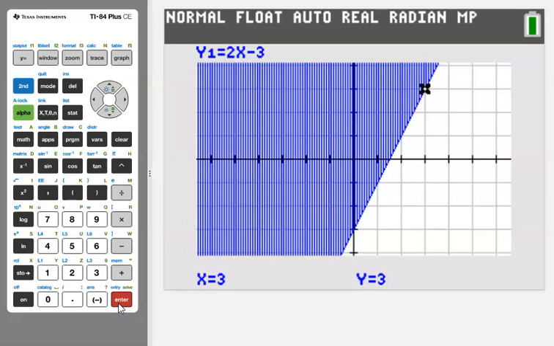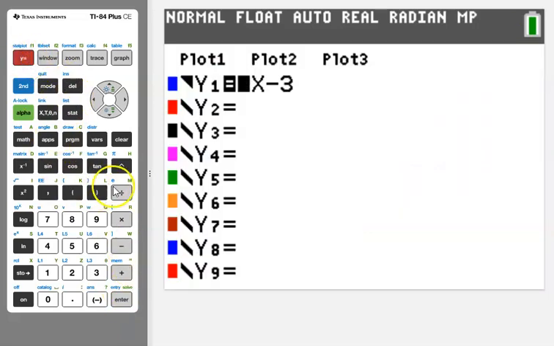The next example, we have a system of linear inequalities. So let's go to y equals. The first 2 is not there. That is now a 1/2.